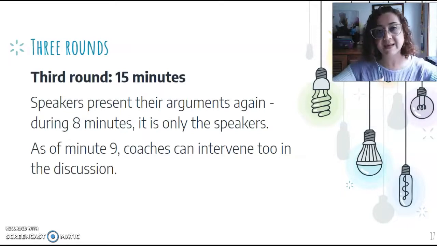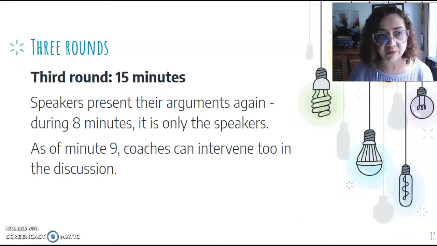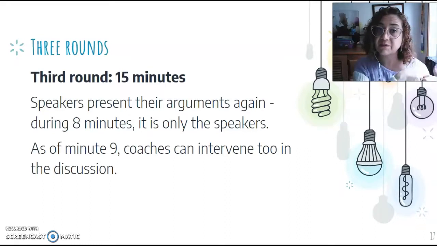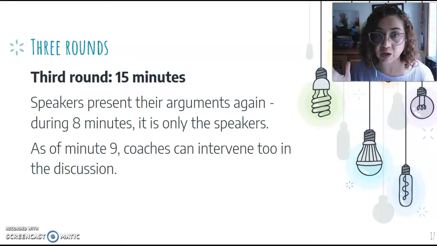So we come back into the main room. The people who are in the breakout rooms, they come back into the main room, and speakers will present their arguments again during 8 more minutes. It's only the speakers. However, notice that this round is 15 minutes. That means that as of minute 9, coaches can intervene too in the discussion. So let's say the speakers mention stuff, but still somebody didn't mention a point and the coach has that taken in a note. Then after minute 9 is the moment for coaches to just go ahead and start speaking, okay?